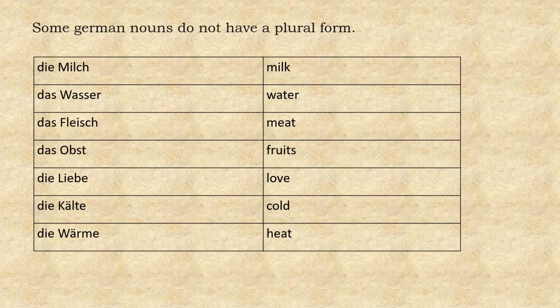Some German nouns do not have a plural form. For example, die Milch, das Wasser, das Fleisch, das Obst, die Liebe, die Kälte, die Wärme.